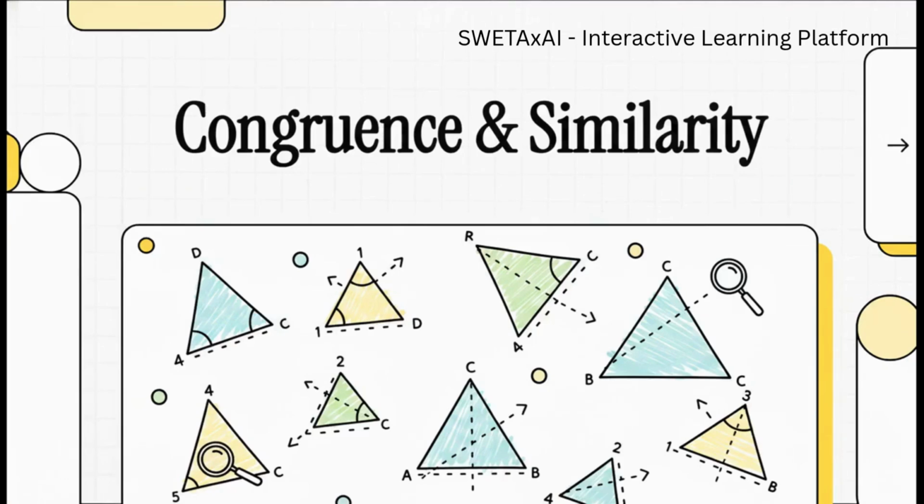Today we're putting on our detective hats because our mission is to decode the hidden secrets of triangles. They really are the fundamental building blocks of geometry, and understanding exactly how they relate to one another is what unlocks the door to solving some of the most complex spatial puzzles out there. So let's build our ultimate deductive toolkit.